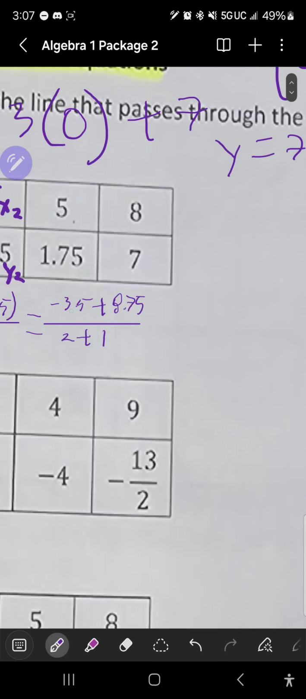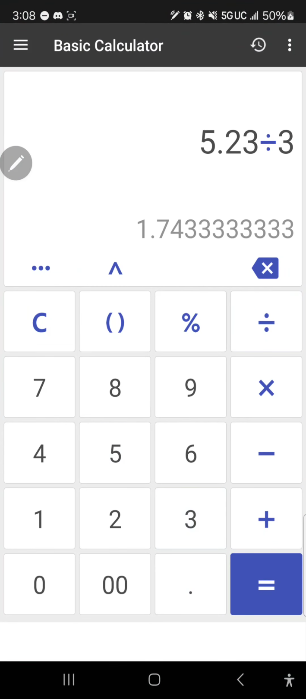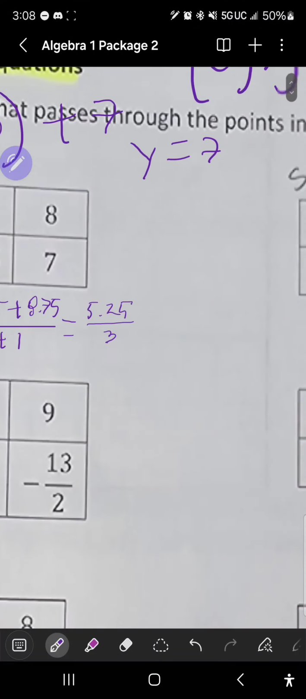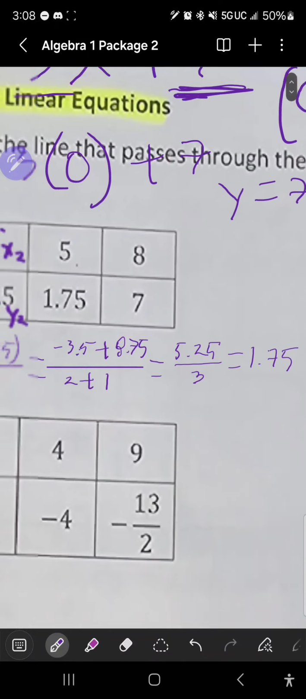Now they have different signs, so we subtract them and keep the sign of the greater number, which is 8.75, so our answer is going to be positive, and 8.75 minus 3.5 is going to be 5.25, and 2 plus 1 is 3. Now we can go to our calculator. 5.25 divided by 3 is 1.75, so our slope is going to be 1.75.